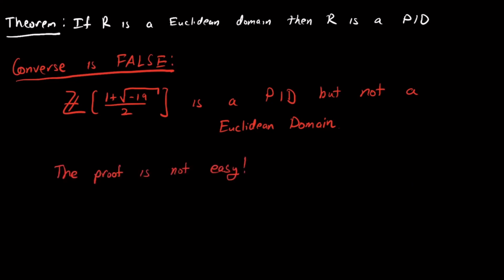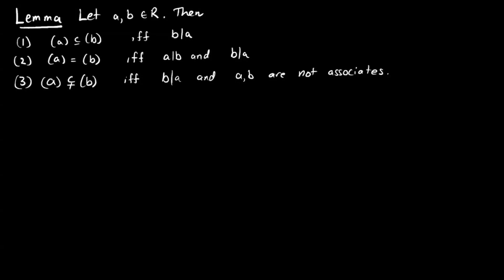And one thing I'll point out is that the proof of this is not easy. And again, this is one of these things that would require its own video. So we'll omit the proof for now. Okay, and so now our final goal for this video is to show that every PID has the property of unique factorization. So every PID is going to be what's called a unique factorization domain.